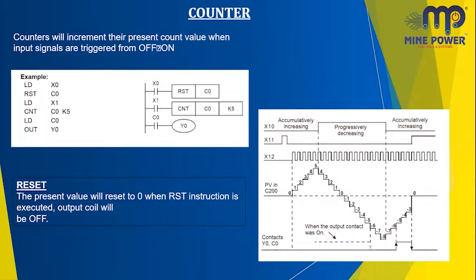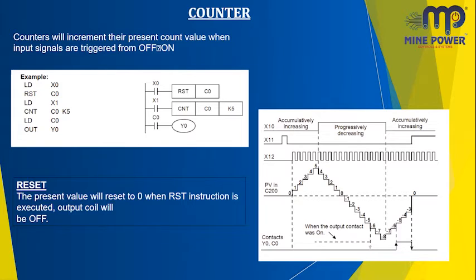Here we give X0 as normally open. RST is set as the reset. C0 is a counter register. Then X1 is also normally open. CNT indicates the count, C0 is the register, and K5 is the set value.